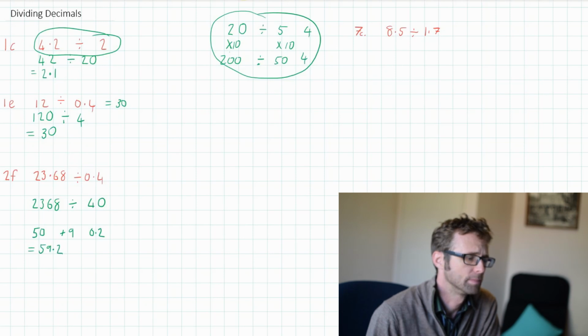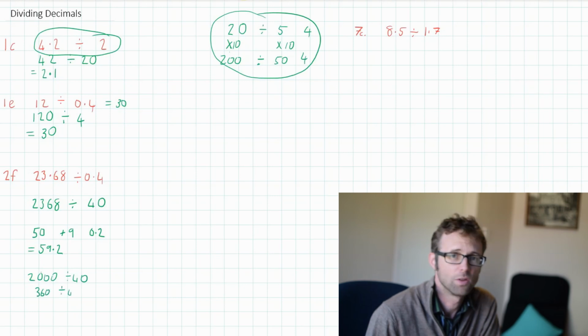And so my answer will be 59.2. So just to recap, I split my 2,368 up into 2,000 divided by 40, and then I did 360 divided by 40 because I knew that 36 could be divided by 4 or 40, and then I did my last bit, which was 8 divided by 40. Okay, so I hope that makes sense.